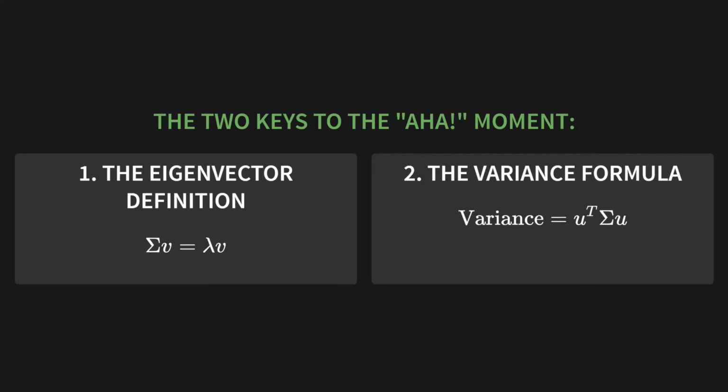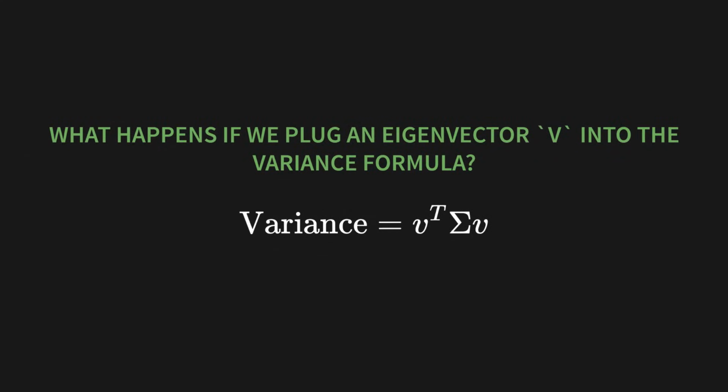And second, the variance formula on the right. It turns out the variance we want to maximize can be written as U transpose sigma U. So what happens if we plug an eigenvector, let's call it V, into that variance formula? The variance becomes V transpose sigma V.